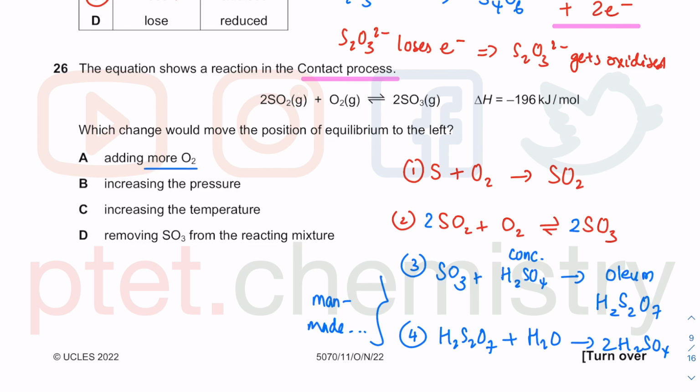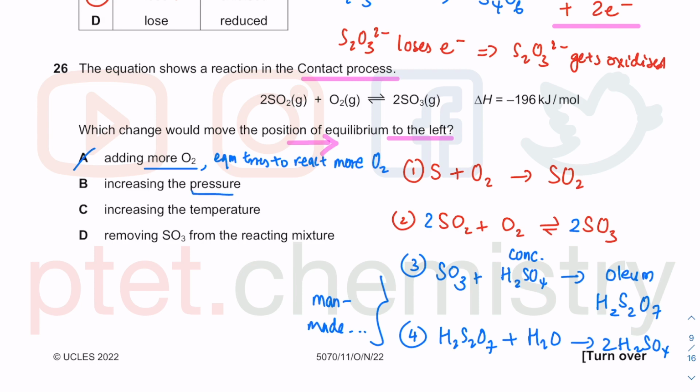Now we know about this idea that equilibrium will oppose the change. So when you add more oxygen, equilibrium tries to react more oxygen because you want to decrease the oxygen. Therefore, you react more oxygen. When you react more oxygen, you're going to favor the right-hand side. When you react more oxygen, you're going to favor more to the right-hand side. So A cannot be the answer.